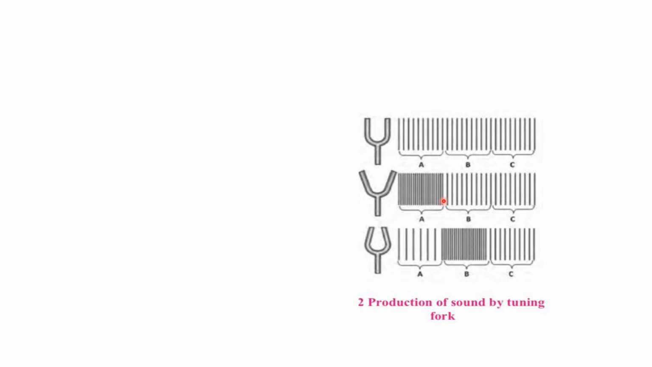If during the vibration the air molecules outside the prong are compressed, this is called the compressed region, and the pressure there increases. Such a state of high pressure is created in the region A. The region where air is at high pressure and the density is also more is called compression.